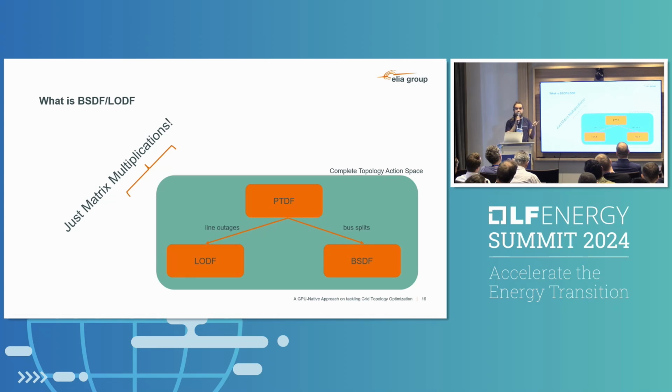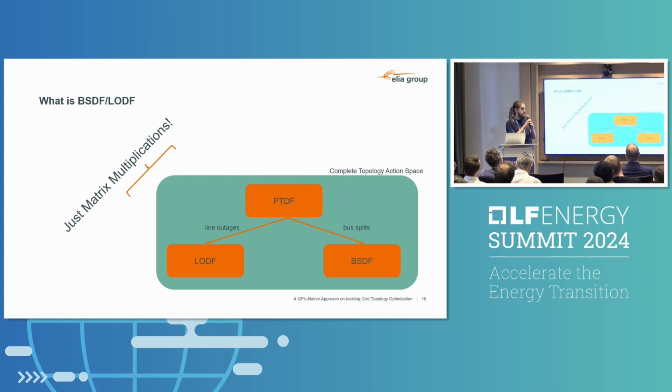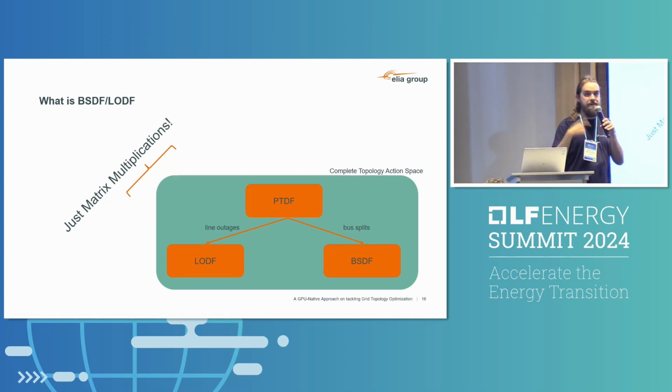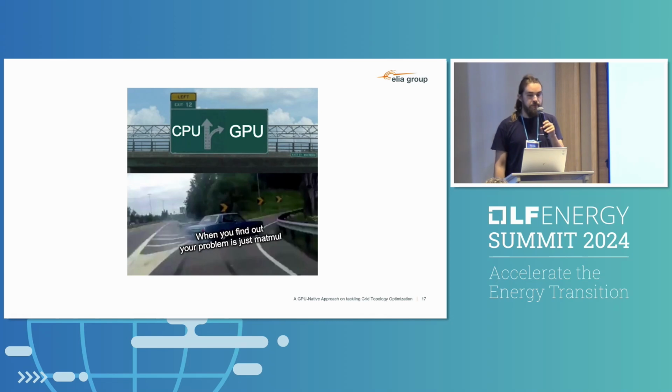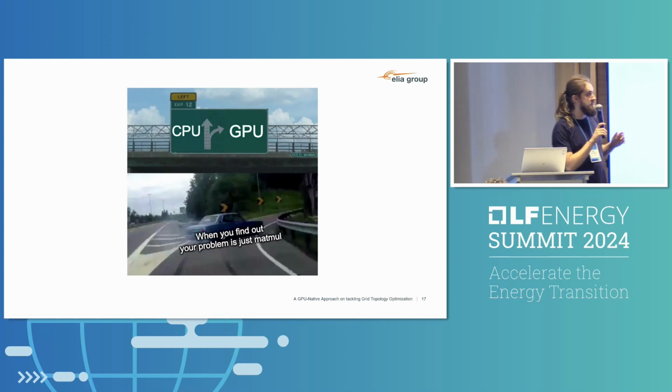Rank 1 updates means you do matrix multiplications in the end. So quite a cheap operation compared to reinverting a system of linear equations. And that was the point in our project where we realized, yeah, we basically just do matrix multiplication. So we went to GPUs. GPUs are currently very much used in AI. AI is just matrix multiplications.